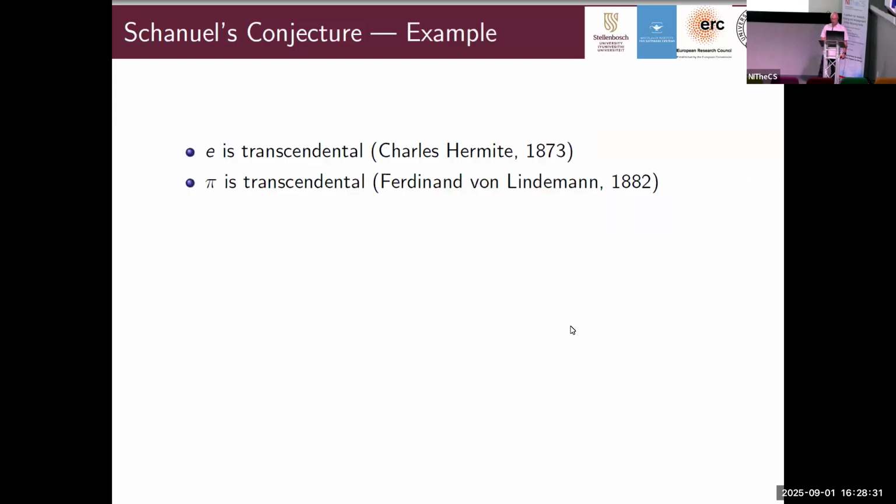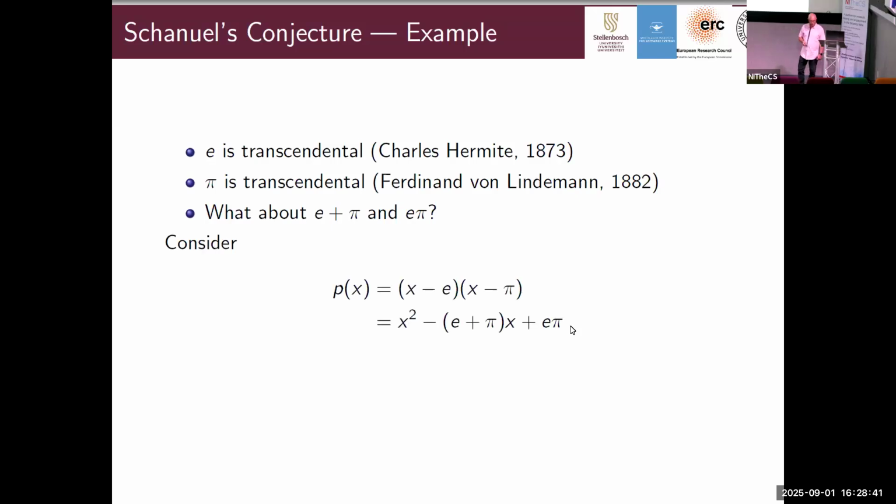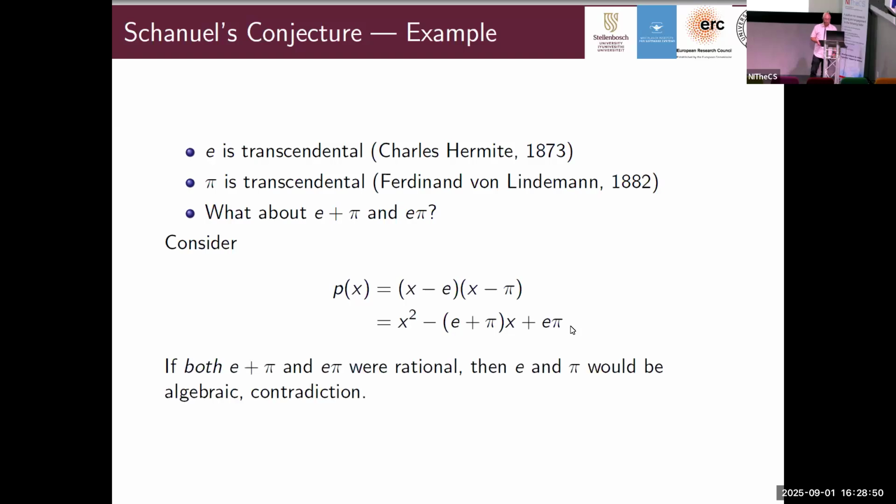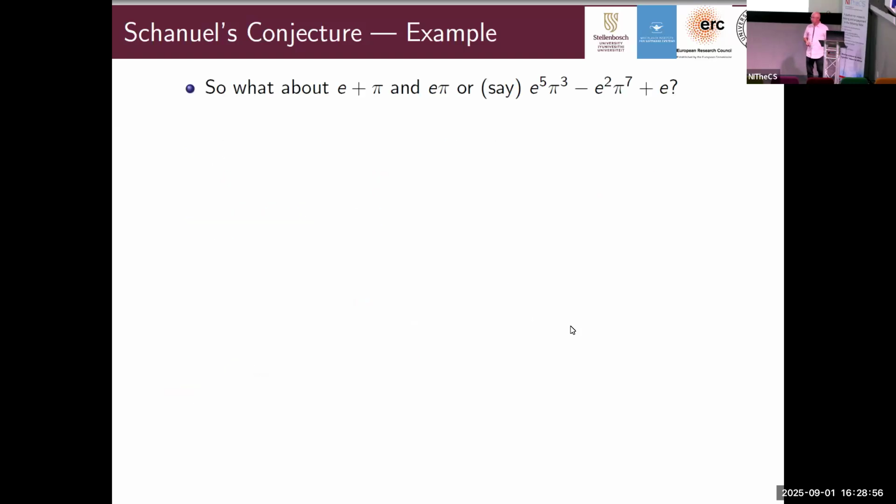So here are some things about algebraic and transcendental numbers. We know that e is transcendental, pi is transcendental. What about e plus pi or e times pi? Well, not both of them can be algebraic, because if they were both algebraic, then e and pi would be algebraic. So in particular, e plus pi and e pi cannot both be rational. What about a polynomial like this, for example?